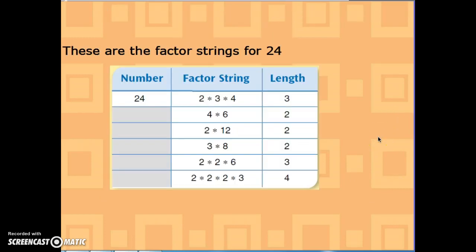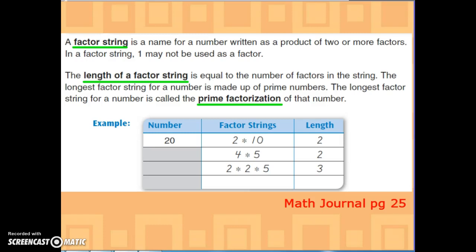Here are all of the other possible ways that you can multiply to get 24 without using the number 1. And remember, we don't want to use the number 1 when we're making factor strings. You can see that the length of each of these is different. And if we look at our factor strings, the length of the factor string is equal to the number of factors in the string. The longest factor string for a number is made up of prime numbers. So that longest factor string, we call that prime factorization.